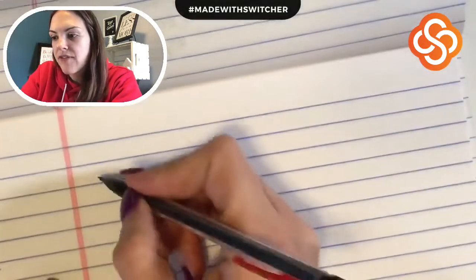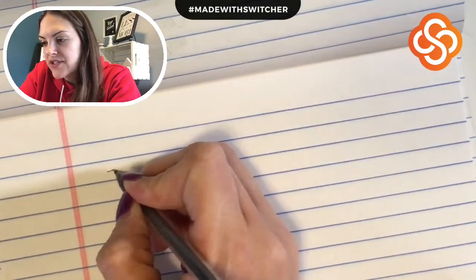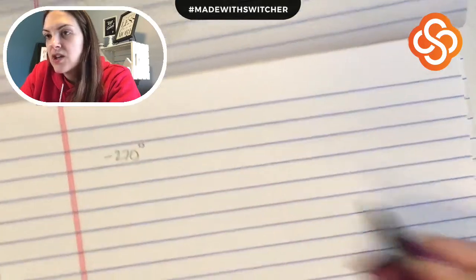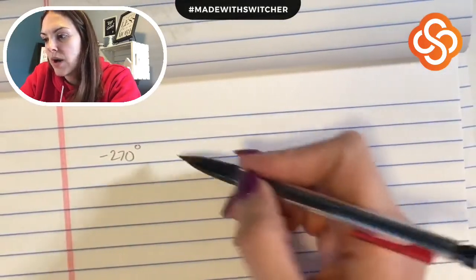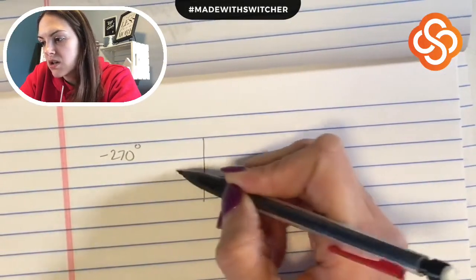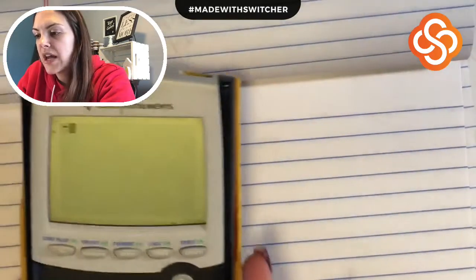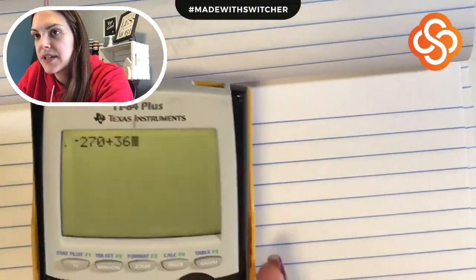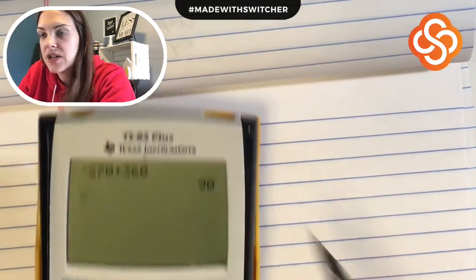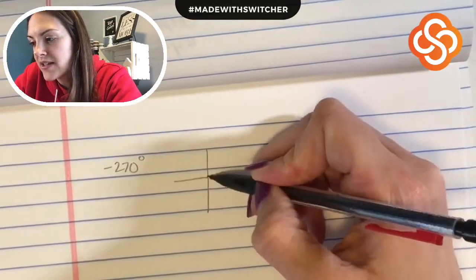So for the reference angle, if you want a reference angle of negative 270, first of all, you want to know where that is on your diagram. If you're unsure, you can always take your negative 270 and add 360, and it would say 90 degrees. So hopefully we all know where that is. That's right here.